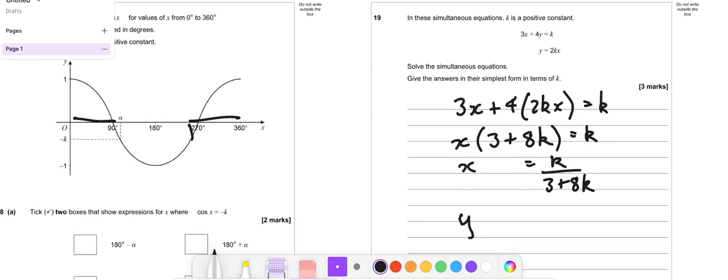And then y is 2k times that, times k over 3 plus 8k, which is 2k squared over 3 plus 8k. And again, can't get that much simpler.